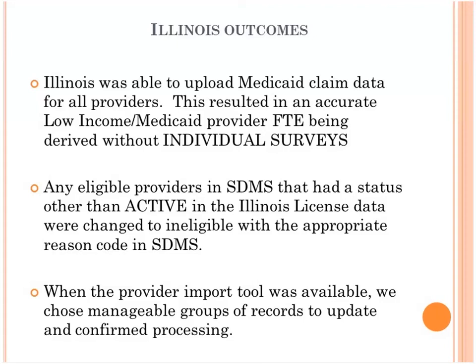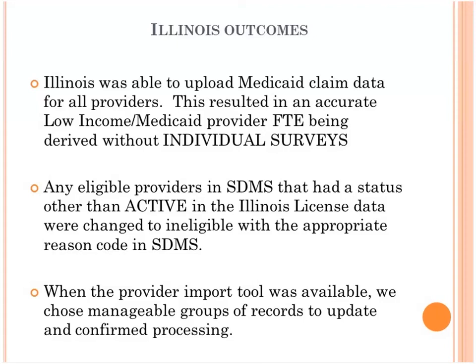We capped the updates to 10,000 records. We didn't want to overload SDMS. We didn't want to overload our systems or anything in between. And it was easier to see any errors or identify any errors or be able to deal with those errors if there were any more than that. So we capped them by region and by 10,000 records.